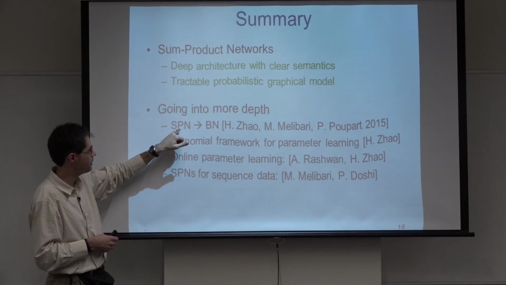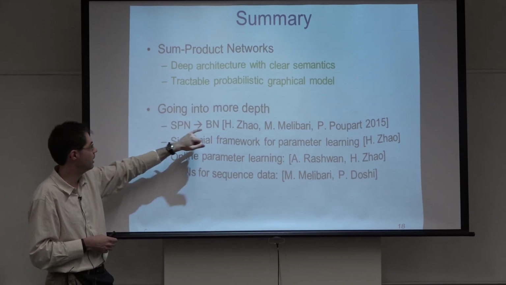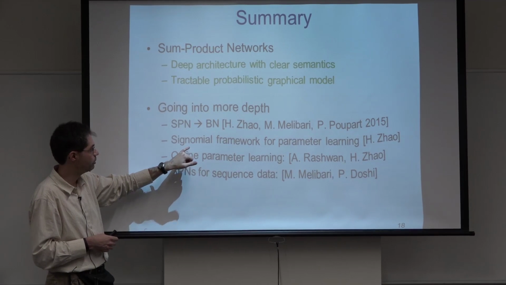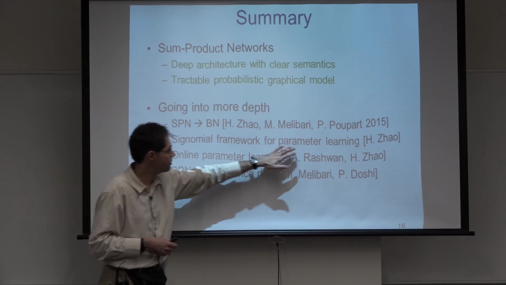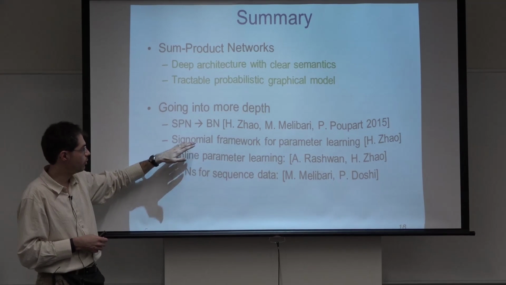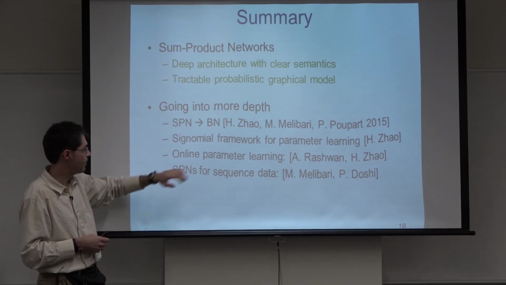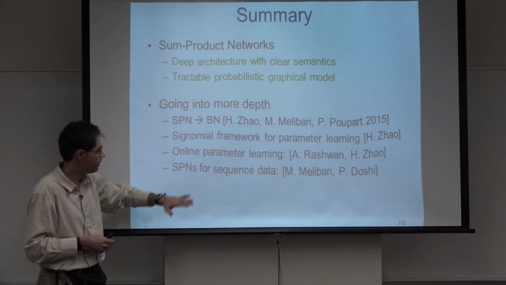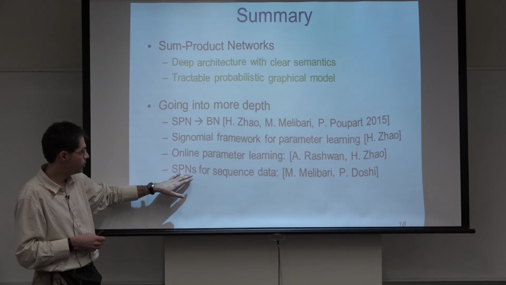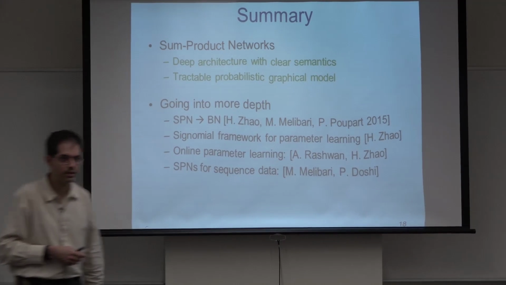And what I'll do now in the second part is talk about some recent work that my group has been doing. So I'll explain in more detail how we can take any sum product network and convert it to a Bayesian network, how we can do parameter estimation in the framework of signomial programming, how we can do online parameter estimation, and also use sum product networks for sequence data.